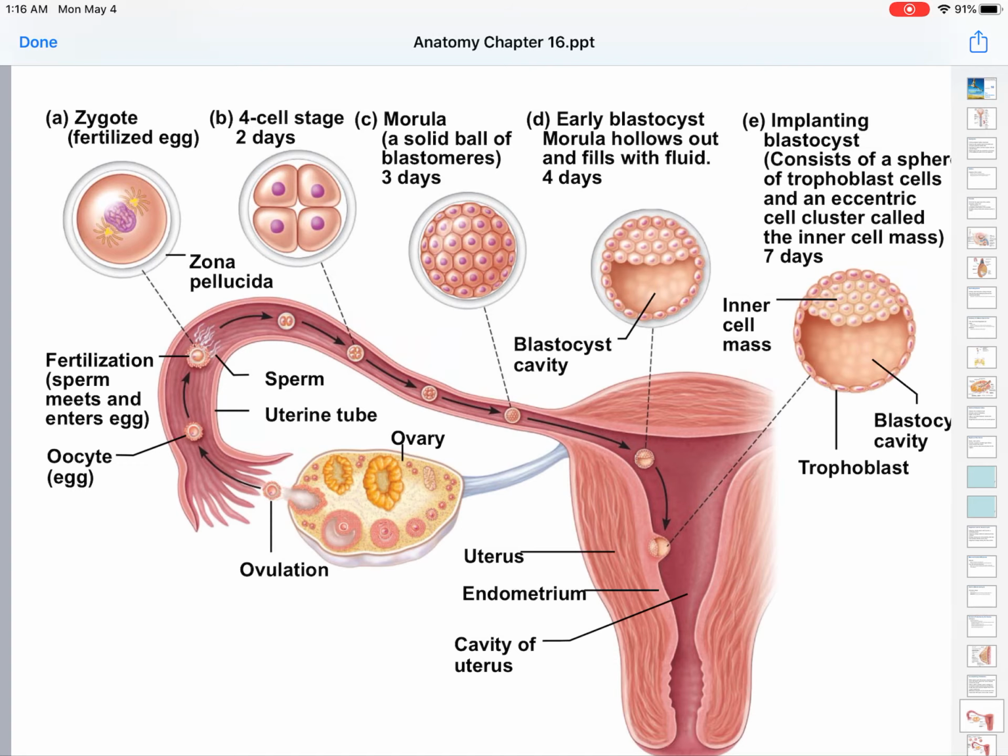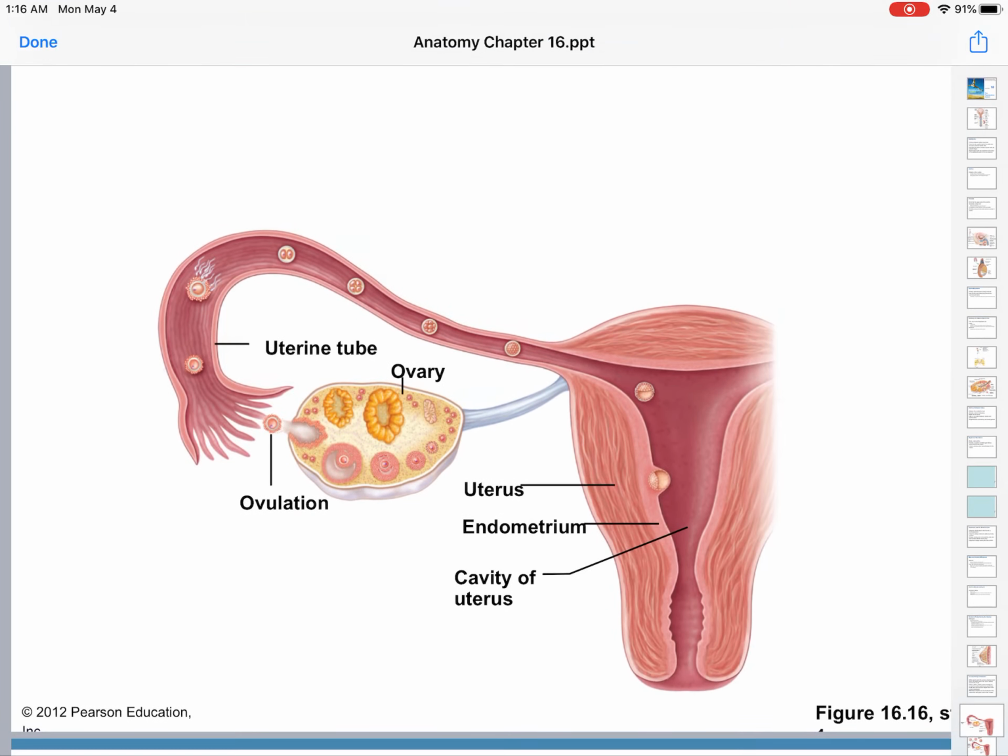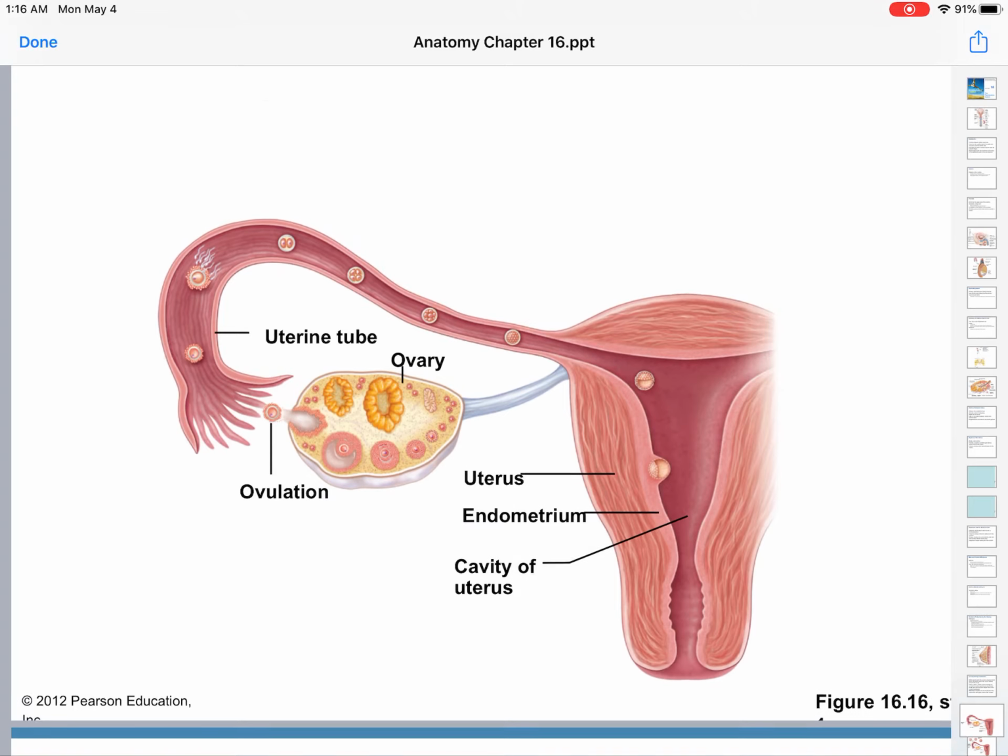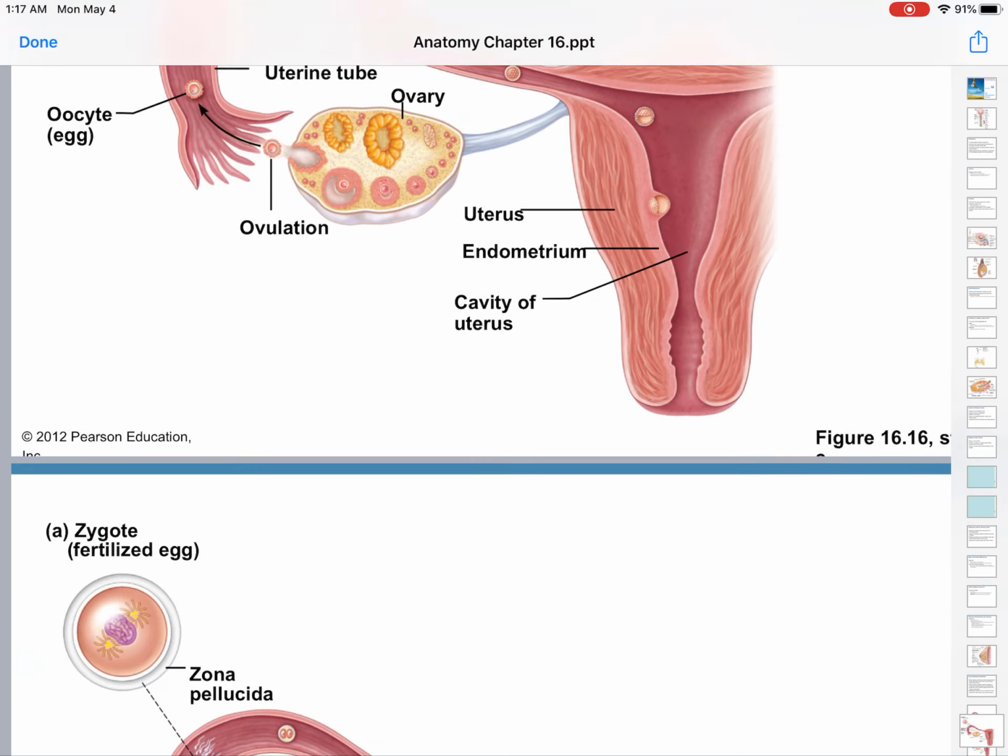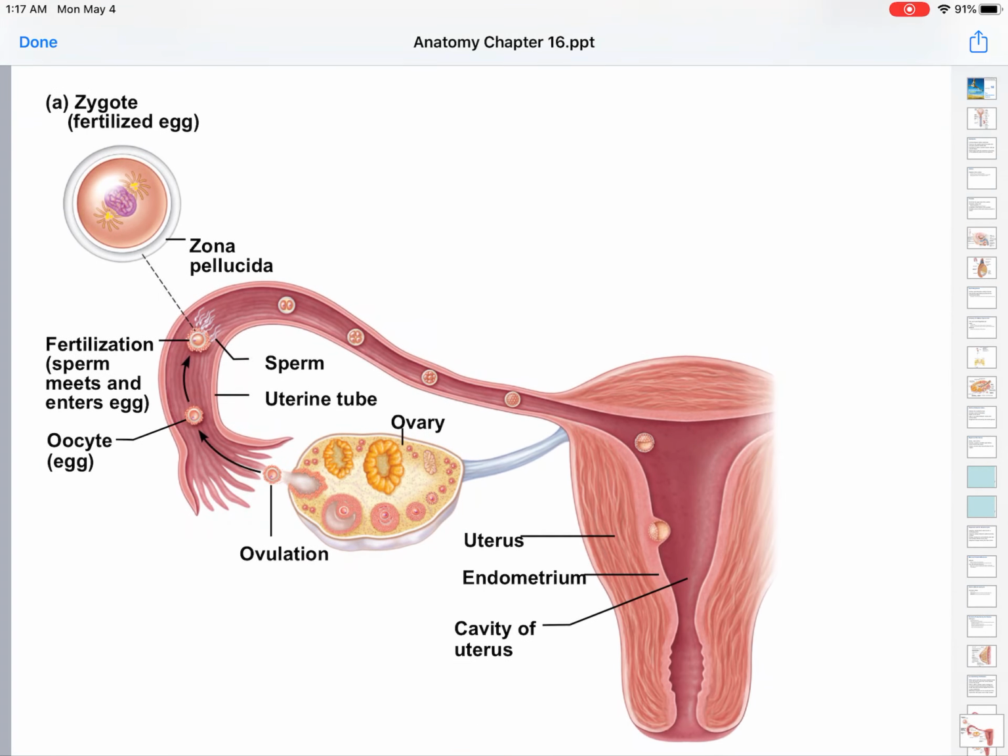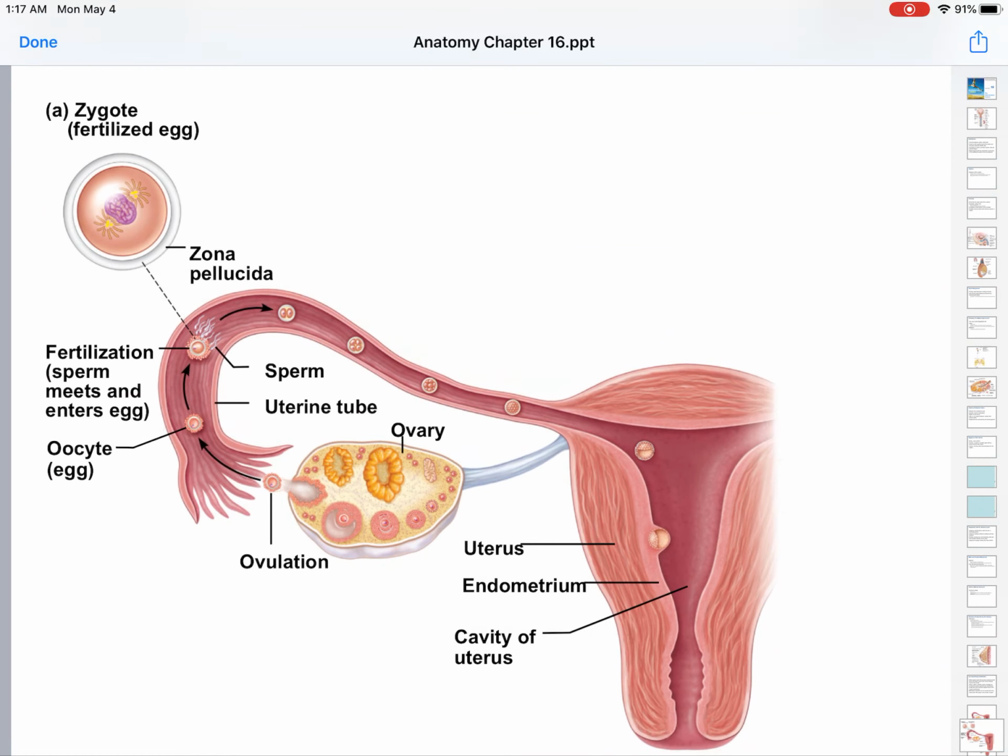So here's a handy little diagram. We'll go through it one by one. First, we have ovulation here. We have released the egg. The egg cell is then taken in by the fimbriae and pushed down the fallopian tube. At some point, hopefully, it is fertilized with the sperm. Sperm meets and enters the egg, and you form the zygote, that first fertilized egg.